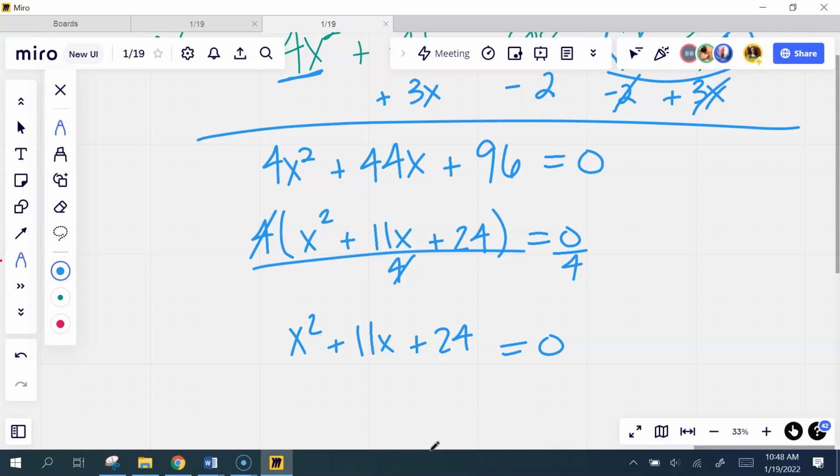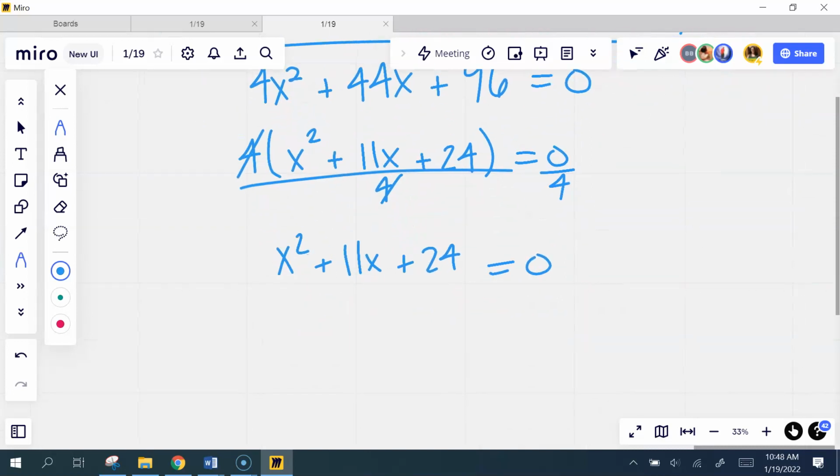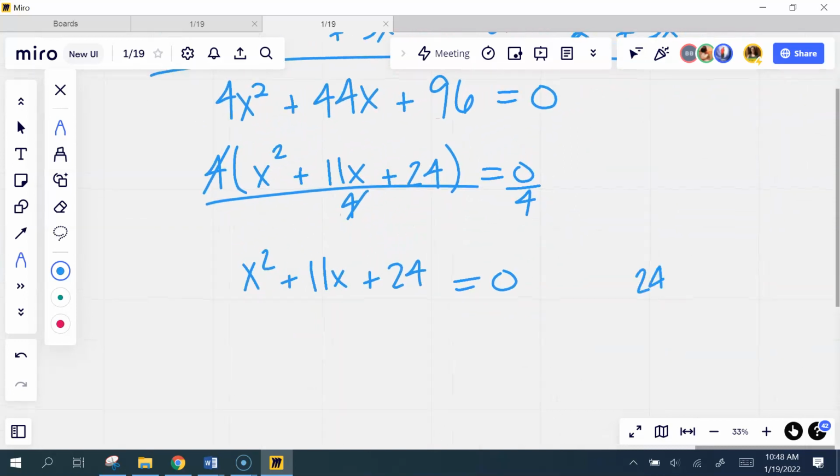You factor it. That's exactly right. So now the question is, what multiplies to 24x squared but adds to 11x? 3 and 8. There you go.